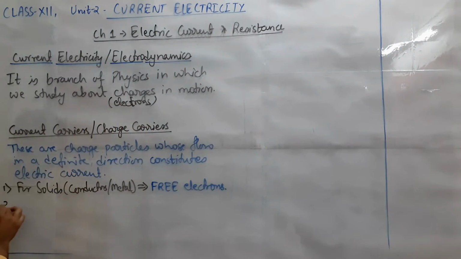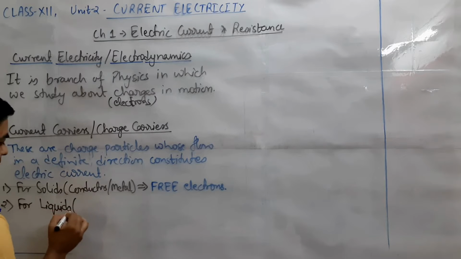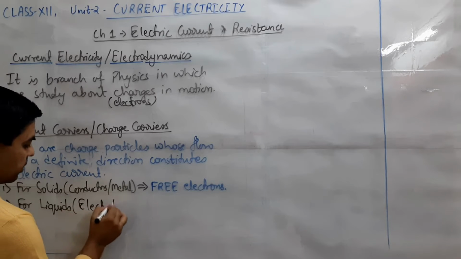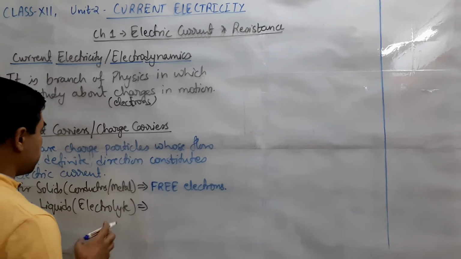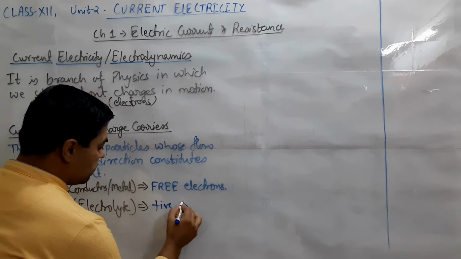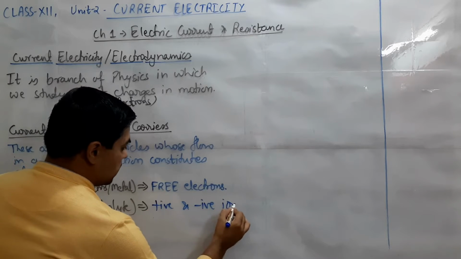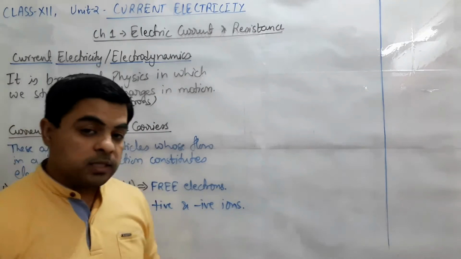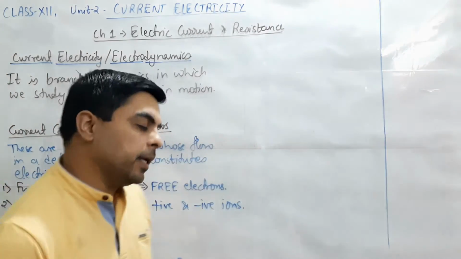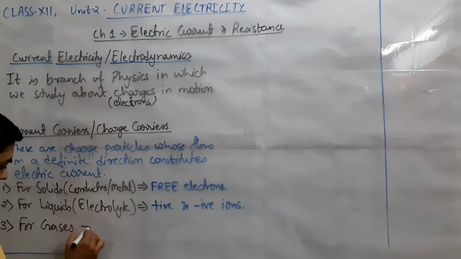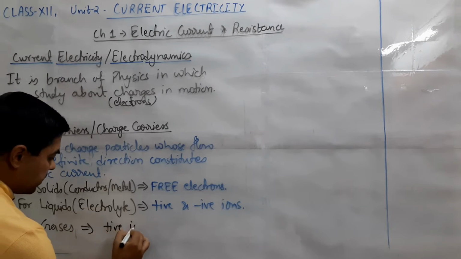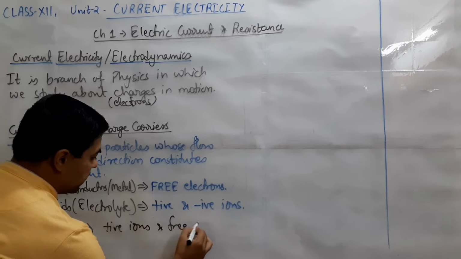Then another medium, after solid we have obviously liquid. Liquids means where we have electrolyte. For electrolyte we have charge particles, charge carriers, current carriers in the form of positive as well as negative ions. Here both positive and negative in the form of ions are responsible for making electric current. Then third and the last, for gaseous medium, it is in the form of positive ions and again free electrons.